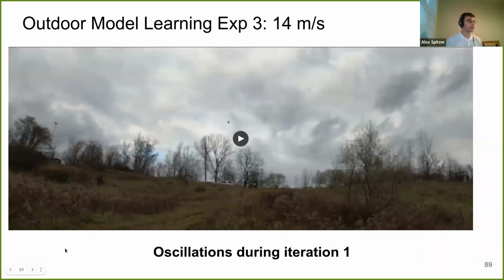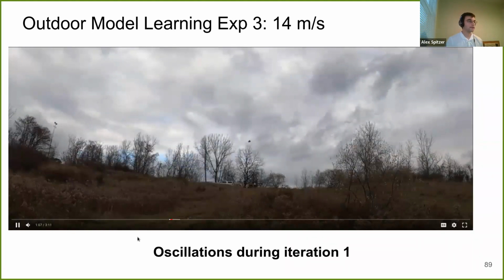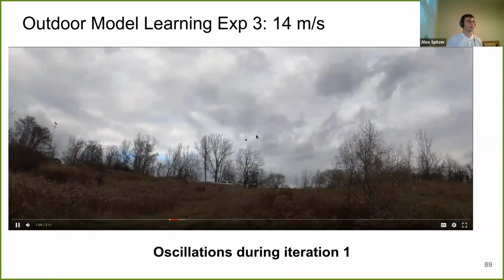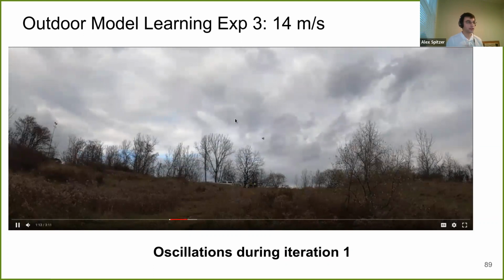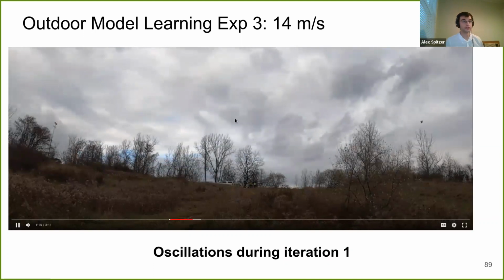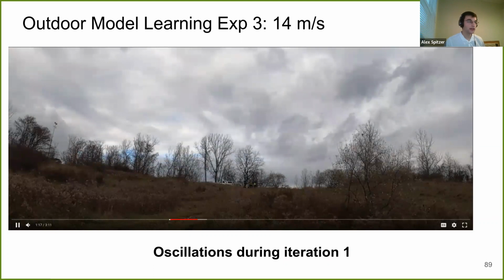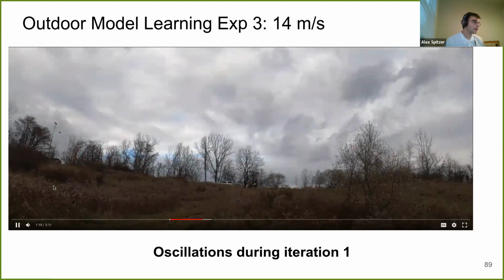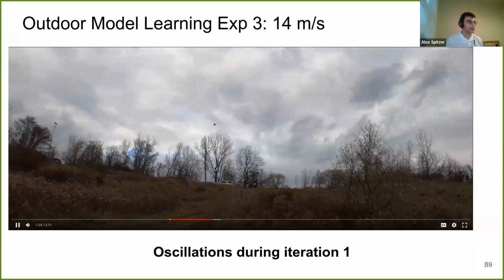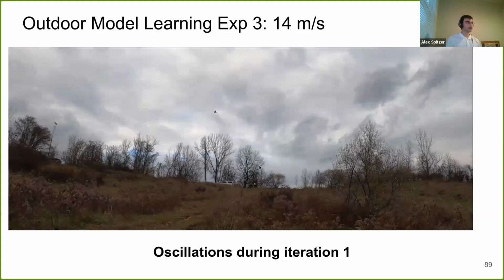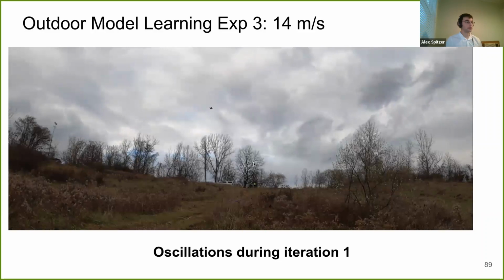Well, let's see here. First I want to point out that the clouds are actually moving very fast here, so it's quite a windy day. We had a lot of these non-repeatable disturbances. This is the first iteration with model learning, and you can see that the robot is a bit unstable. It does finish the trajectory, but it deviates and ends up bobbing up and down.